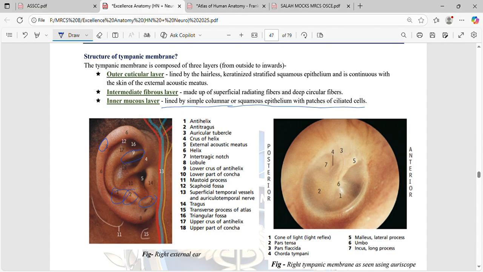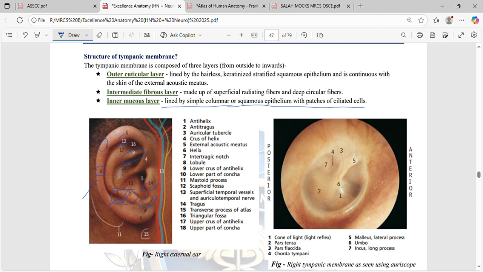Number 6 is the helix, and as we discussed earlier, number 1 is the antihelix. 9 is the lower crus, and number 2 is the antitragus, and 14 is the tragus, and opposite to it is the antitragus. So 11 is the mastoid process, and 12 is the scaphoid fossa.